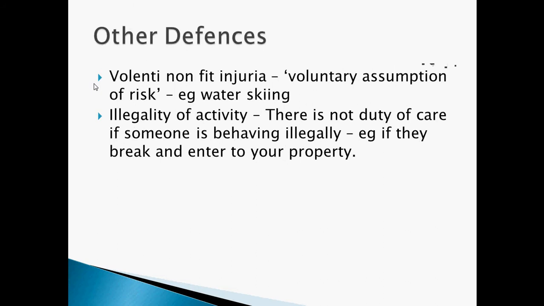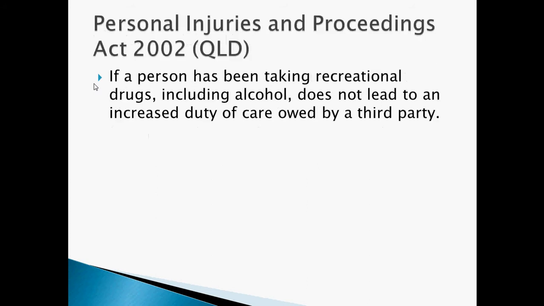Other defences include the voluntary assumption of risk. For example, if you're out water skiing, you're assuming some risk because it's a dangerous activity, or the illegality of an activity. That is, if someone is behaving in an illegal way, there's not a duty of care that needs to be extended to them. These are less important defences. The Personal Injuries Proceedings Act 2002 also makes it clear that if a person has been taking recreational drugs, including alcohol, it doesn't lead to a third party having to extend to them an increased duty of care.